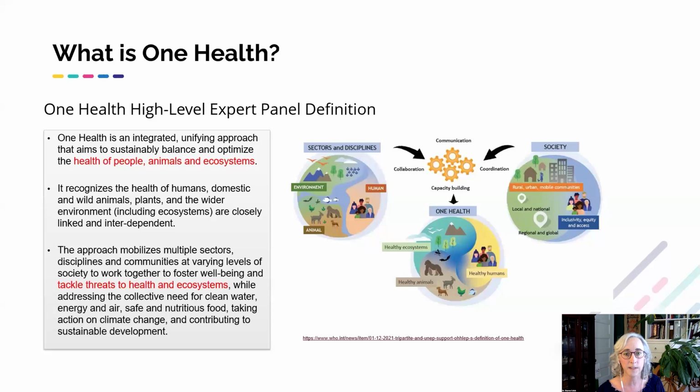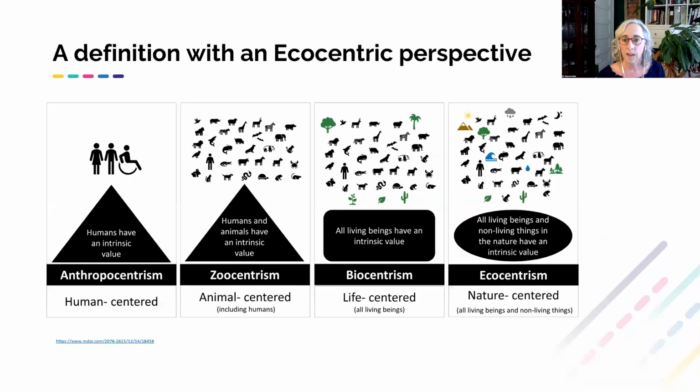It recognizes that the health of humans, domestic and wild animals, plants, and the wider environment, including ecosystems, are closely linked and interdependent. And it mobilizes multiple sectors, disciplines, and communities at varying levels of society to work together to foster well-being and tackle threats, not only to health, but also to ecosystems. And so you'll notice that this definition really has an ecocentric perspective. And when they released the definition, they specified this in particular.